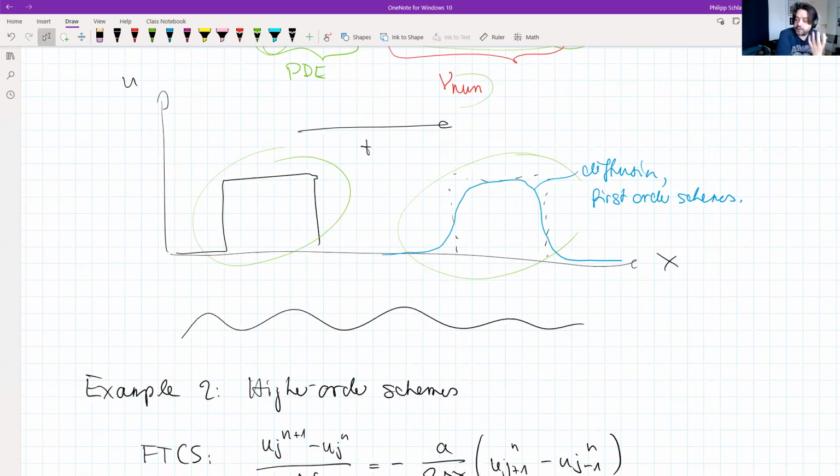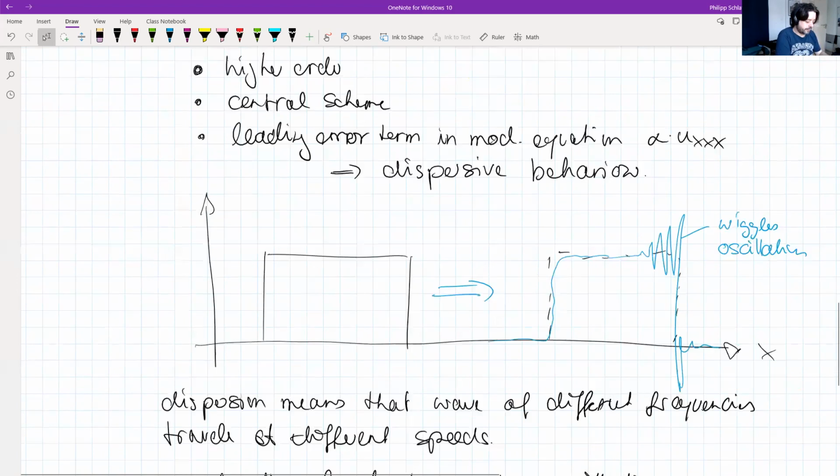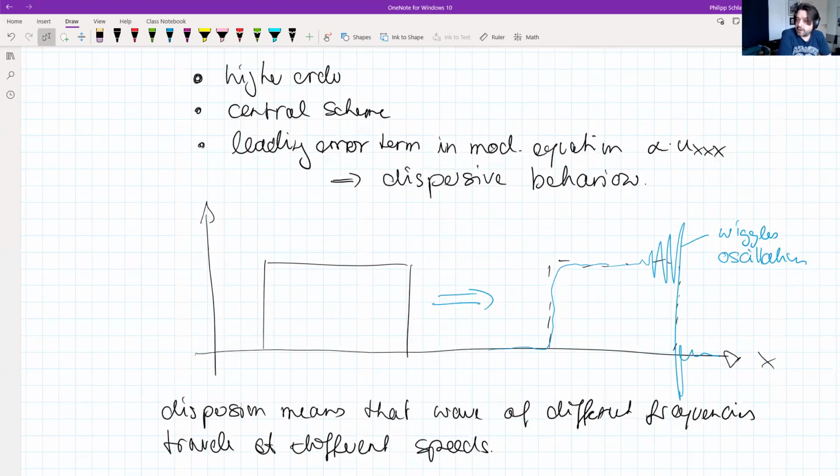They look much more continuous, or the solution looks much more continuous, much more smooth than the dispersive solution. However, we should keep in mind that dispersive behavior is typically obtained for schemes with higher order, so schemes that would actually be of better accuracy than the first order scheme. But yet, the way that their solution looks is maybe not exactly what we would like to have.